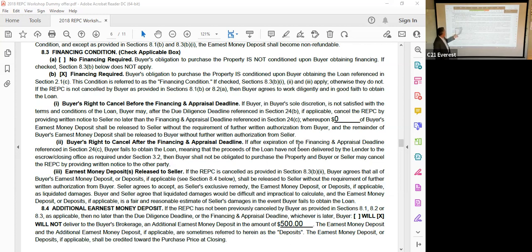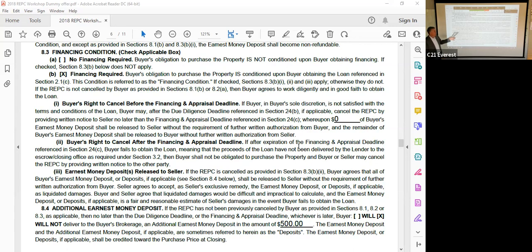On that 8.3(b)(i), what if we had put in there $1,000 or $500? Tell me what that means. If it's $500 and the buyer decided to cancel for financing or appraisal reasons before the deadline, that $500 would be non-refundable to the buyer, it goes to the seller. So just keep in mind that however much you put in there, if the buyer cancels after due diligence but before finance and appraisal, that's how much goes away.